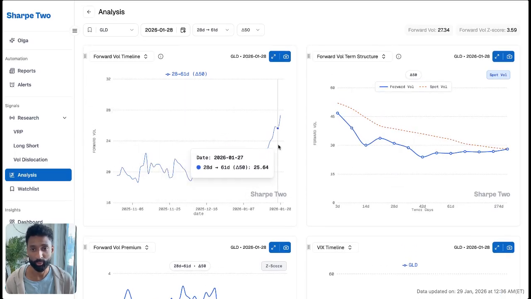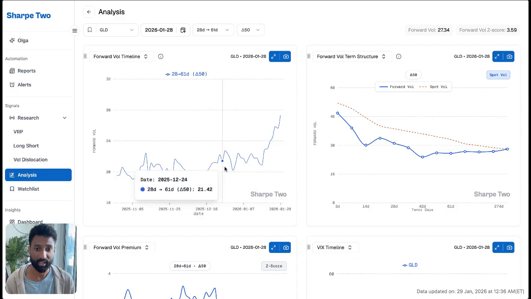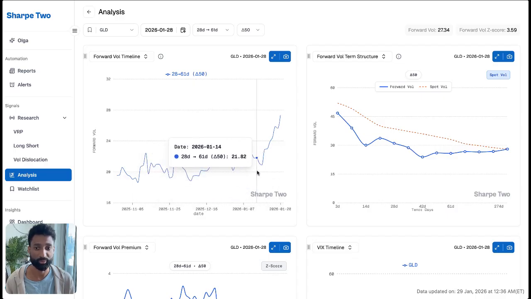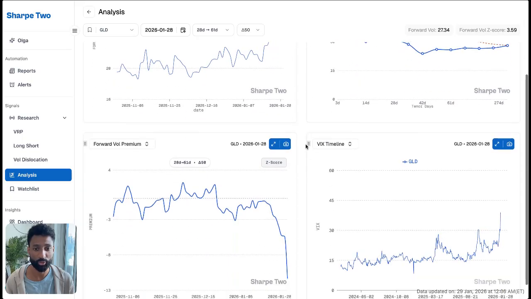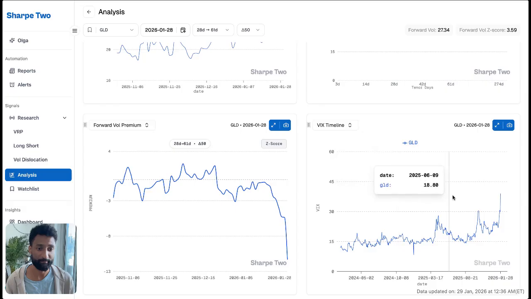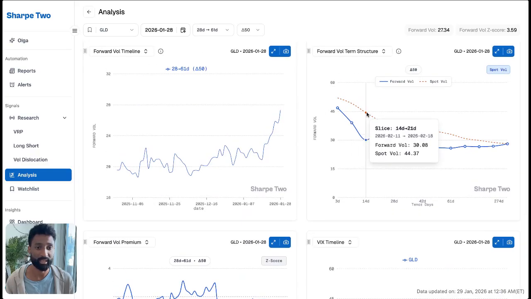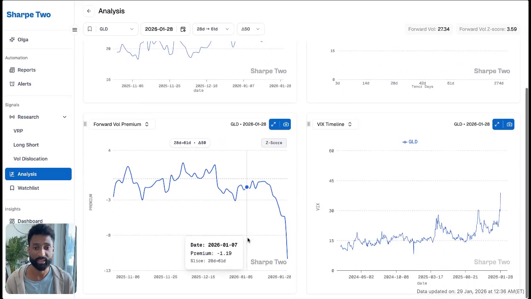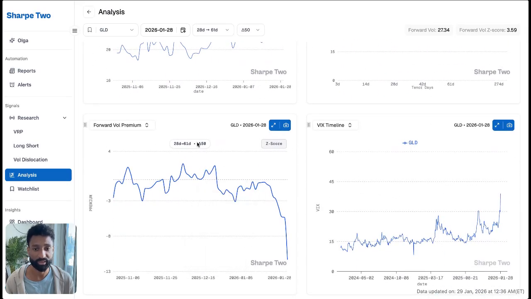So talking about precious metals being a little bit crazy, I think we tweeted about that this week. It's quite rare to see implied volatility just going up non-stop and taking really no prisoners. That forward vol premium is what we're describing here. It's the difference between the spot vol and the forward vol. And as you can see, indeed, for that specific slice between 28 and 61 days.